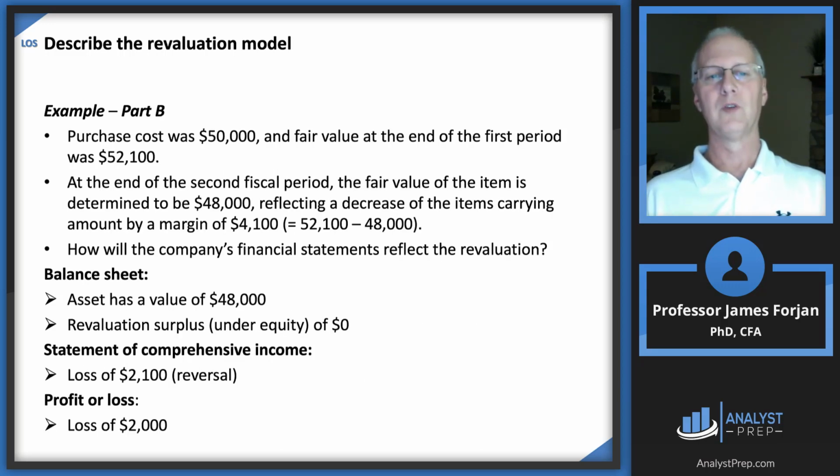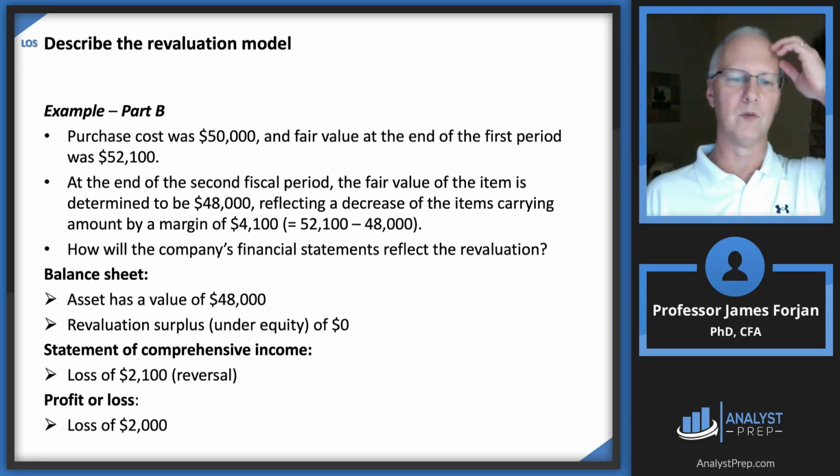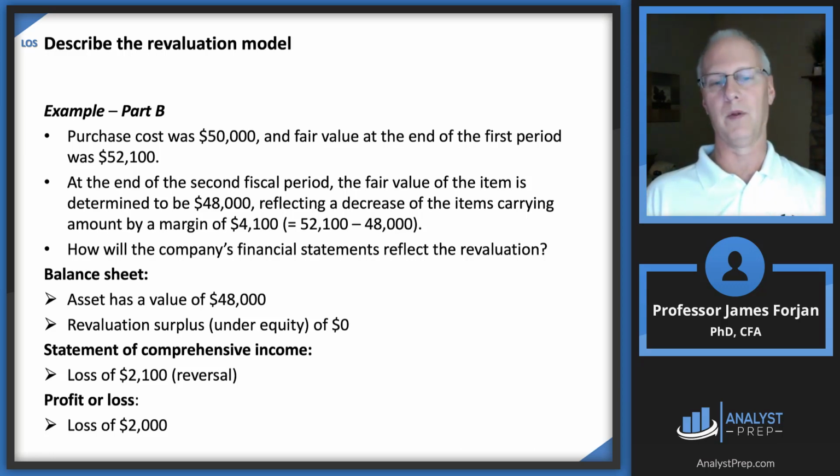Then part B, suppose the fair value of the item after the second year is down to $4,800. And so then what we need to do is kind of reverse the revaluation. And so instead of showing the asset as 52,100, we now show it as 4,800. And then that loss, that reversal, is going to show up on the income statement.